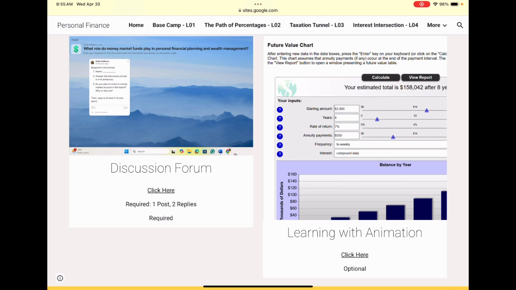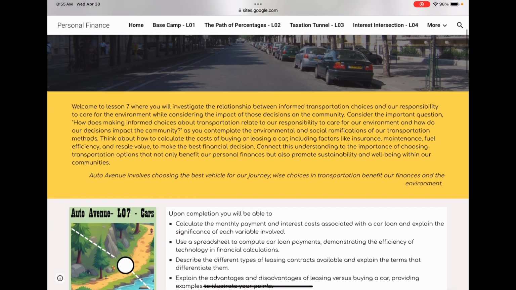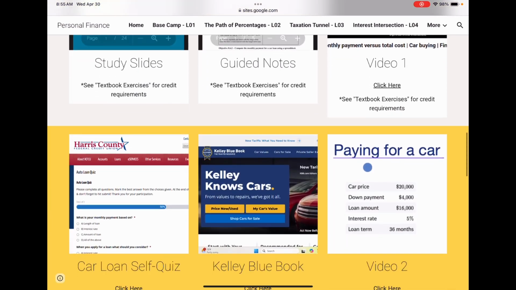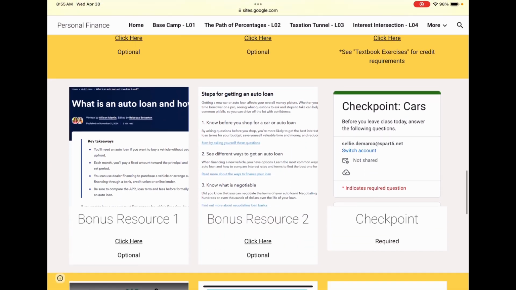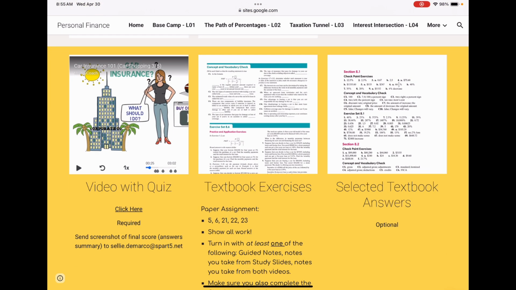Moving on, lesson 7 is Auto Avenue. This lesson includes a content video with an embedded quiz. We're going to scroll down. So there's the video with quiz along the left-hand side. This one is an embedded quiz, and it was created through Edpuzzle.